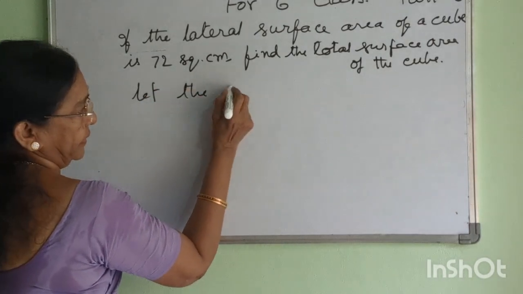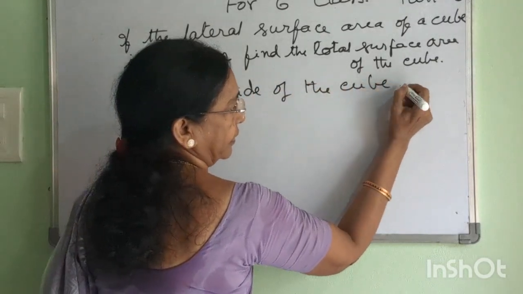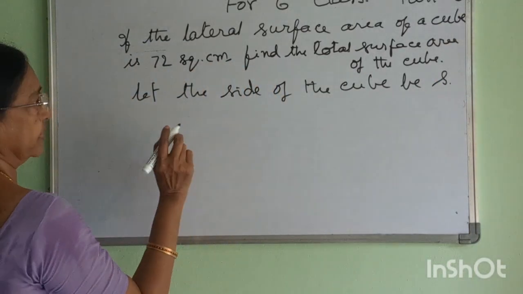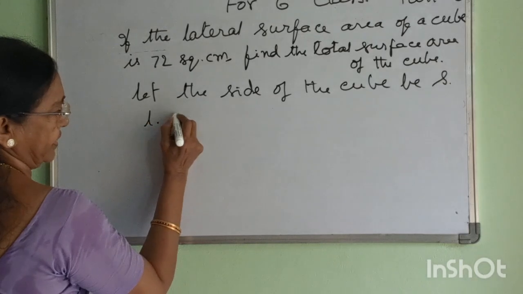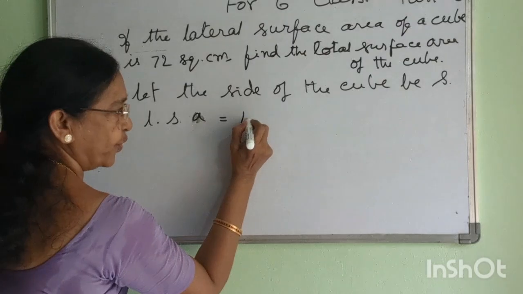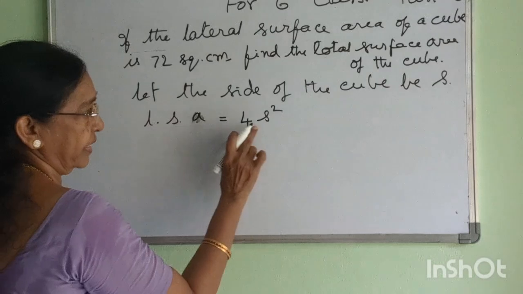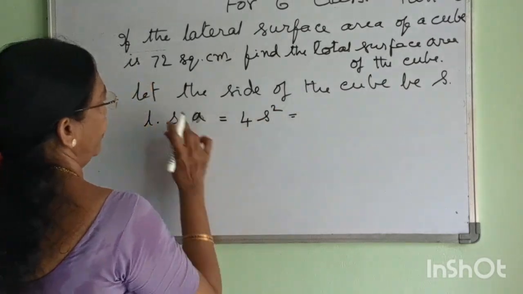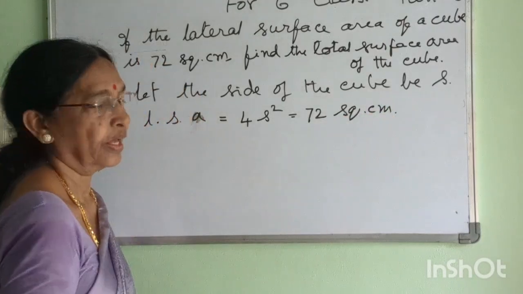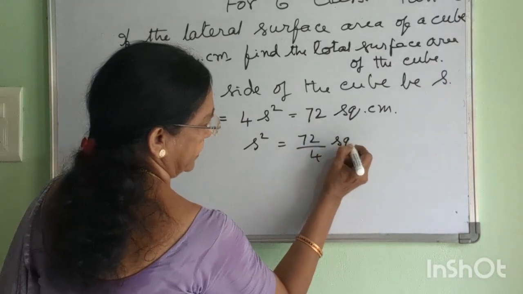Let the side of the cube be S centimeters. Then the lateral surface area of the cube is equal to 4S square. There are 4 surfaces around, therefore lateral surface area is 4S square. 4S square is equal to 72 square centimeters. It is given. Therefore S square is equal to 72 by 4 square centimeters.